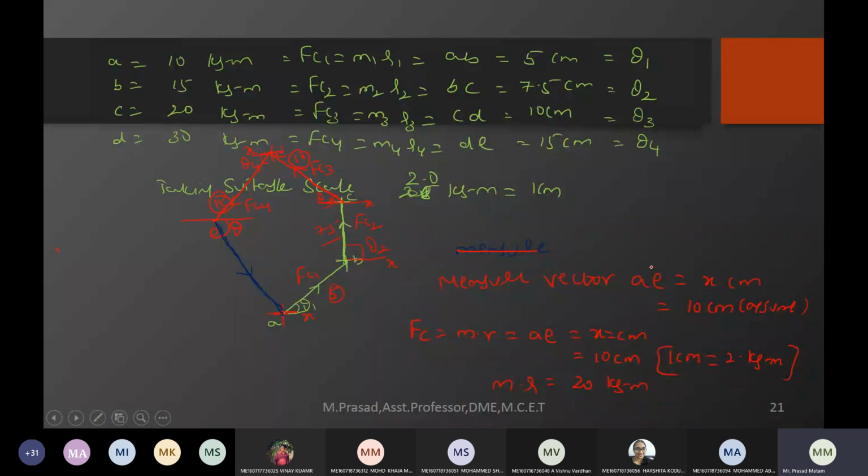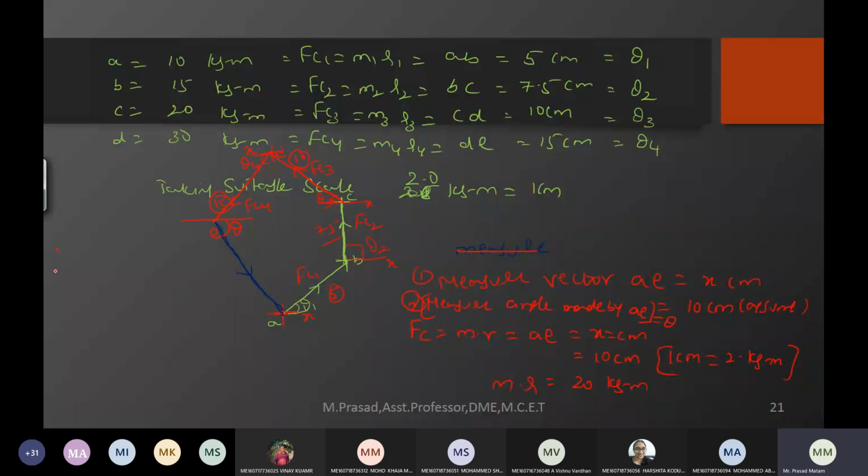Measure vector AE in x centimeters. Next, measure the angle made by vector AE. These two you have to do. Measure the vector AE, you will get it in terms of x centimeters. Next, measure the angle made by AE, which is equal to theta. This is the graphical method.